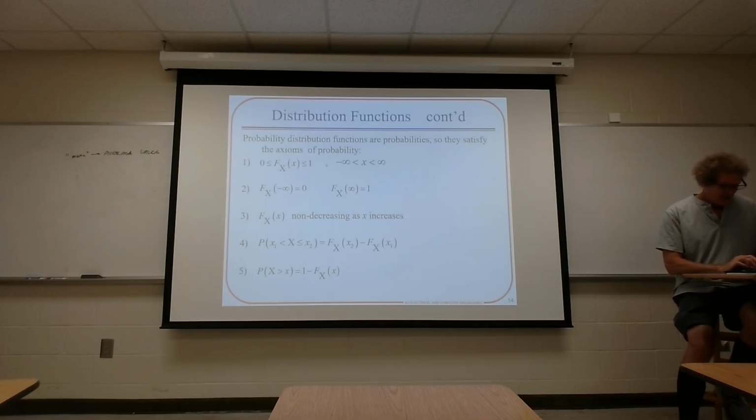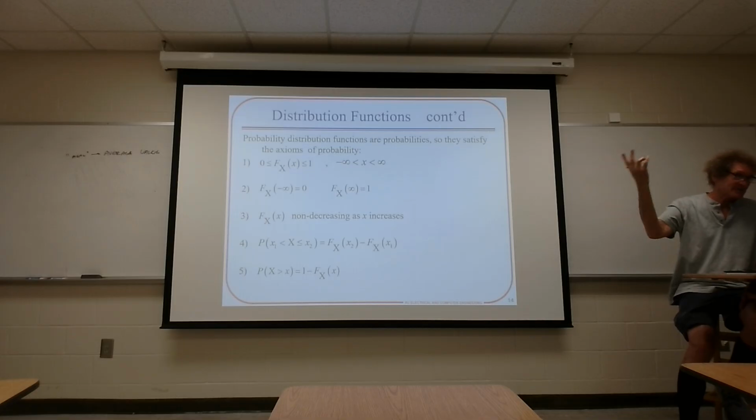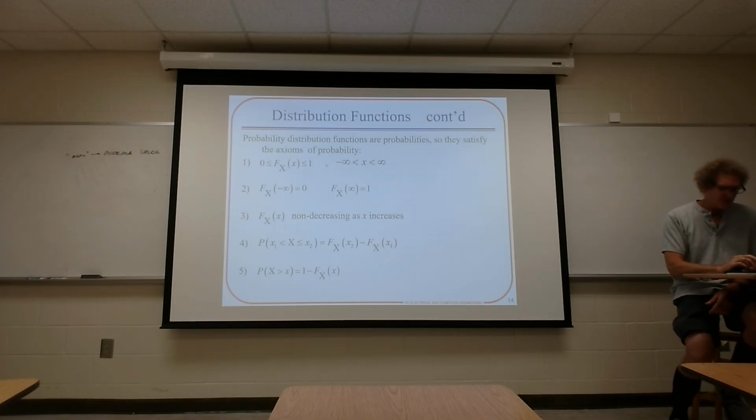If you look, it's got a value between 0 and 1, from minus infinity to infinity. The value at minus infinity, the lowest possible value, is 0. And the value as x goes to infinity is 1. If you actually look at what they're trying to describe there, it makes perfect sense. It's non-decreasing. You can't have the probability of 1,050 ohms or less being less than the probability of 1,000 ohms or less. It's impossible. So these are self-evident.